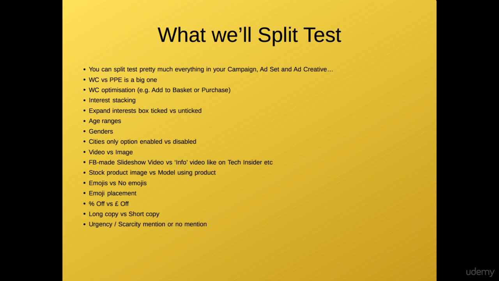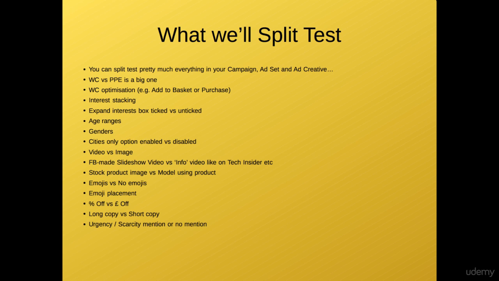Another one which is quite interesting is the expanding interests box versus ticked versus unticked. That's quite interesting. Age ranges I've talked about, genders. You split test males and females, who generates you the most profit. Cities only option, enabled versus disabled. So in the locations area in the ad set, you can select, I've shown you this before, you can select whether to target cities only or not. So you can split test that.